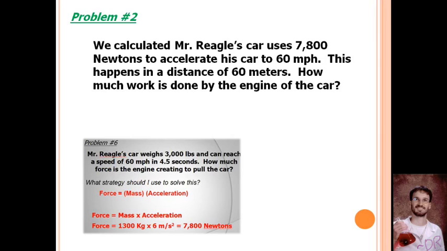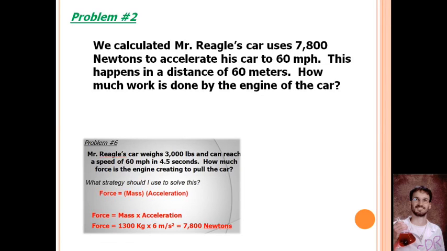Well, in this problem from before, remember we calculated how much force the engine of my car uses when my car accelerates to 60 miles an hour in 4.5 seconds. We did a lot of conversions here. I don't know if you remember this problem or not, but we had to convert the pounds to kilograms to get the mass. Then we had to figure out the acceleration from 0 to 60 in 4.5 seconds, and then convert that to meters per second squared. And in the end, we figured out that my car uses a force of 7,800 newtons to accelerate from 0 to 60.